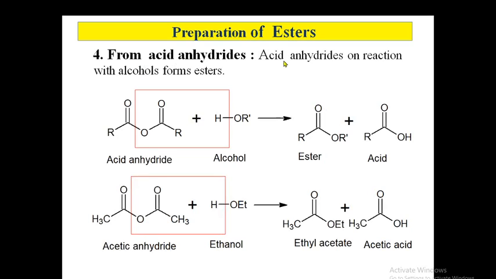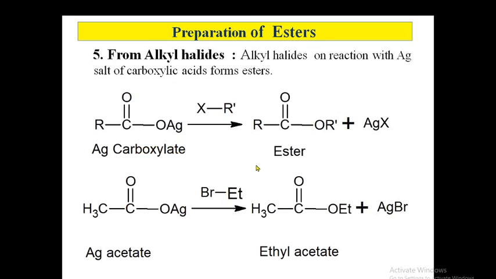From acid anhydrides also we get the esters. For that, acid anhydrides you have to react with alcohols. In this case a carboxylic acid is eliminated and OR' group will join to carbonyl. You will get the ester as a final product. So ester and acid, these are the two products you are getting here. For example, acetic anhydride, if reacted with ethanol, you will get ethyl acetate as a product and acetic acid is the side product. Let's go for the next method.